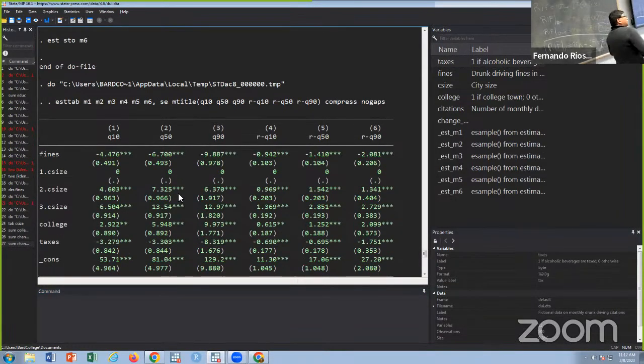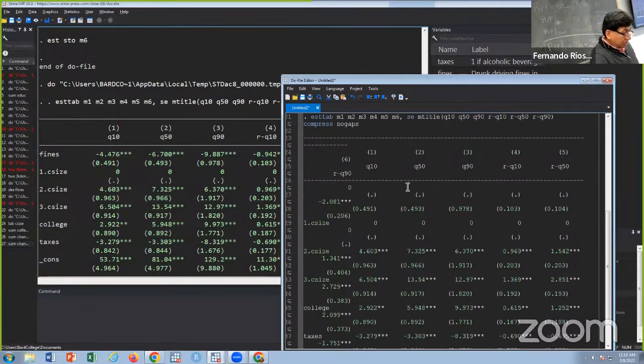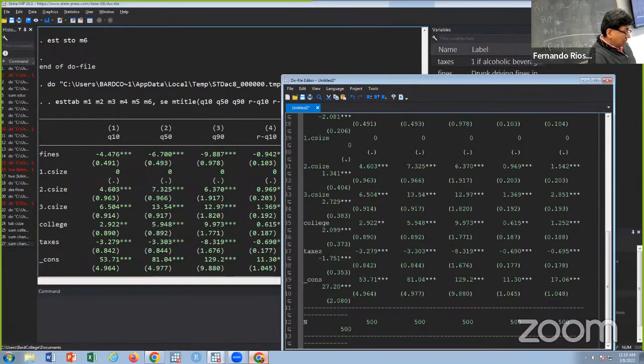So if I do that, I can really measure the impact of the policy under the assumption that the linear approximation is correct. So if I impose that policy and fines increase on average $200, at the 10th percentile you're going to see a small decline in the number of citations, but you're going to see the largest decline in number of citations at the top. All right. Let's see what else I included here. Only that.